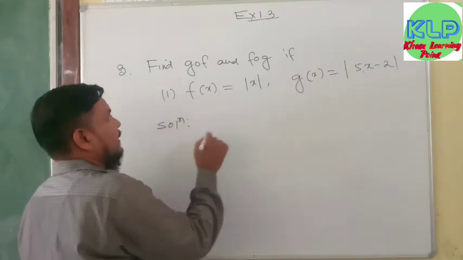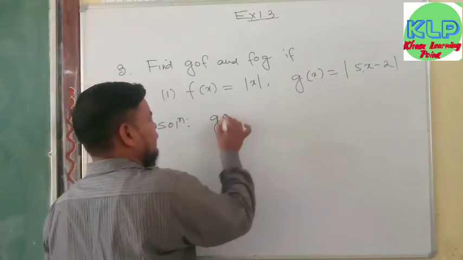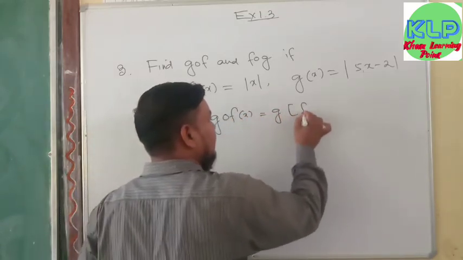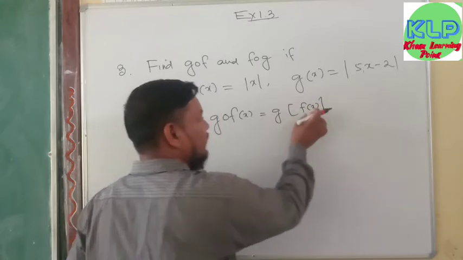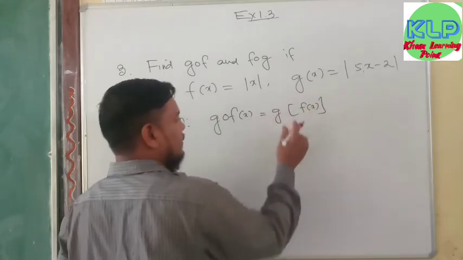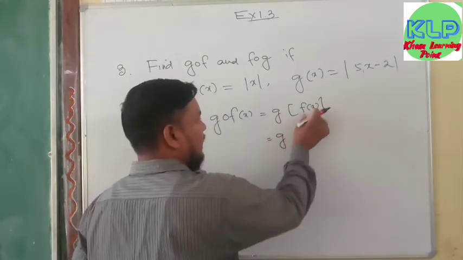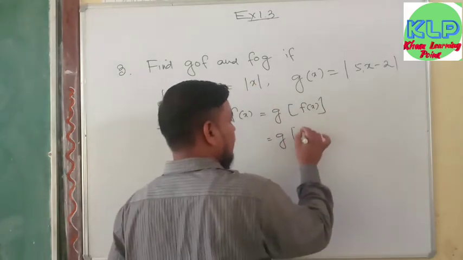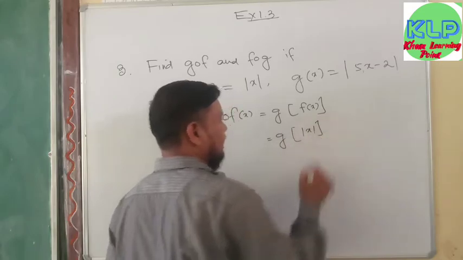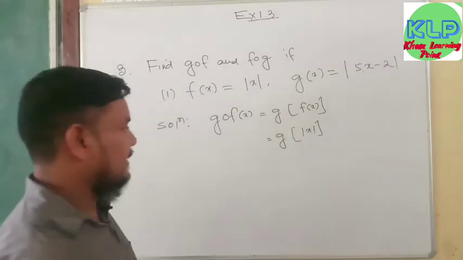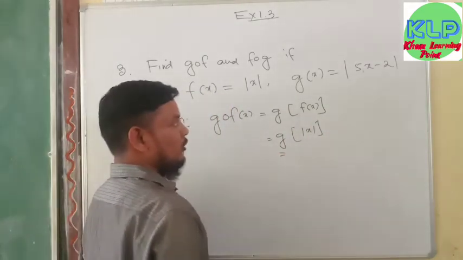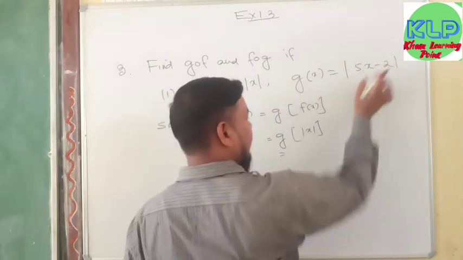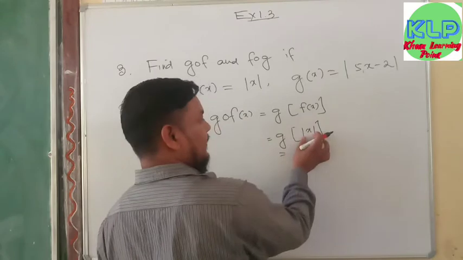See, gof(x) is g of f(x), that is, the function f is operated first. What is the value of f(x)? f(x) means modulus of x. Now g will be operated. Here g(x) is equal to modulus of 5x minus 2. Here we have modulus of x.